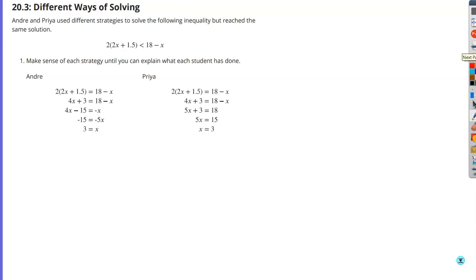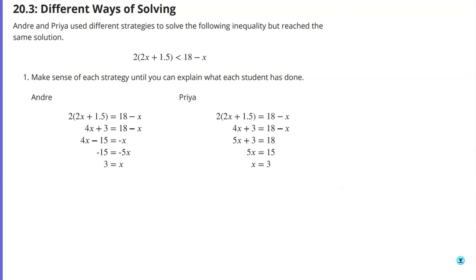So there are some different strategies you can use to solve inequalities, and you can get the same solution. So I'm going to look at how these 2 different students solved this scenario. So let me make it a little bit bigger. Okay, so here's the original inequality, right?